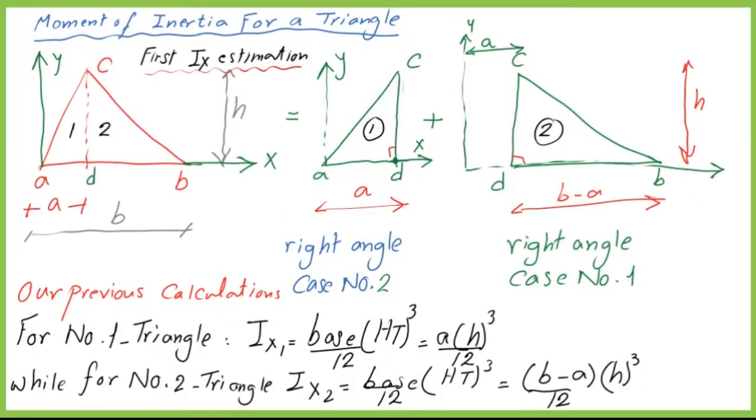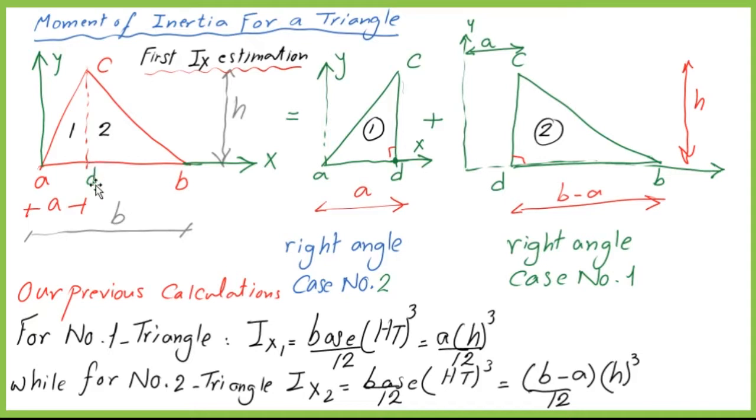Hello everyone, in this segment we are going to talk about the moment of inertia for a triangle. A triangle having base B and height equal to h, with x and y axes intersecting at the left hand corner. The triangle ABC can be considered as composed of two right angle triangles when we drop a perpendicular from point C to line AB.